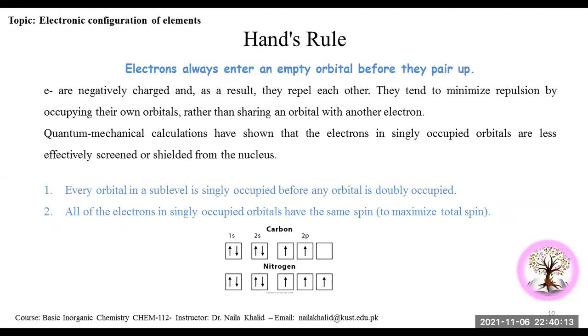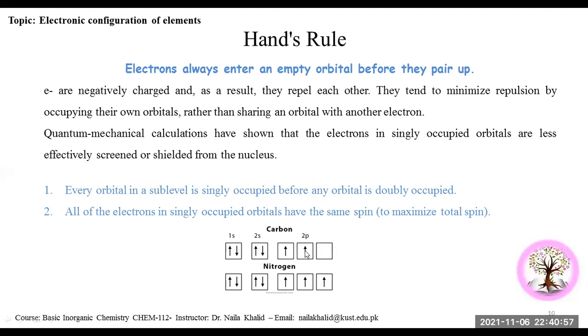The second rule is very important, that is Hund's rule. It says that electrons always enter an empty orbital if it is available, if there is a degenerate set of orbitals. What is meant by degenerate? It means orbitals with the same energy and same shape. If you take carbon, two electrons are in the 1s orbital, two in the 2s orbital, and for the sixth atomic number, the remaining two electrons find empty space in the three 2p orbitals: 2px, 2py, and 2pz.